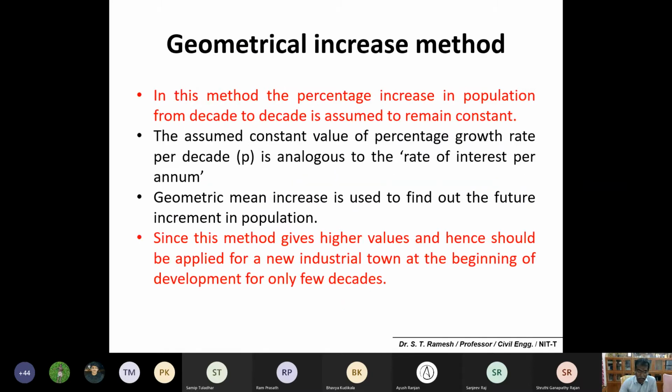The second method, which we also discussed in the last class, is the geometrical increase method. You find out the percentage increase in population per decade.